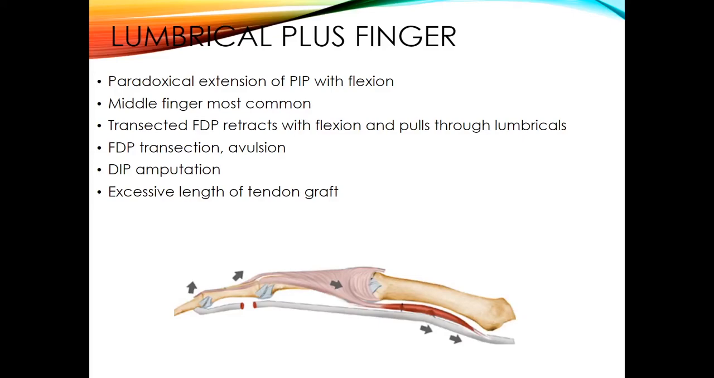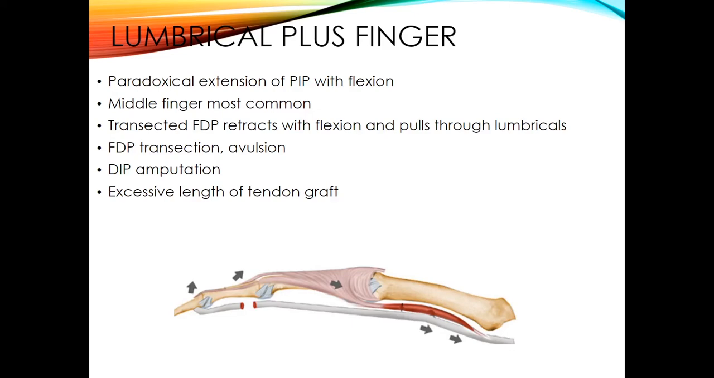A lumbrical plus finger, just so you guys are familiar with what this is, is a paradoxical extension of the PIP when the patient tries to flex their finger. It's most common in the middle finger, and it's due to a transected FDP that retracts with flexion and pulls through the lumbricals. And those lumbricals extend the IP joint.